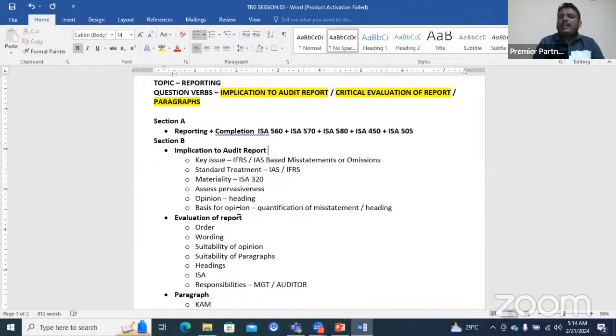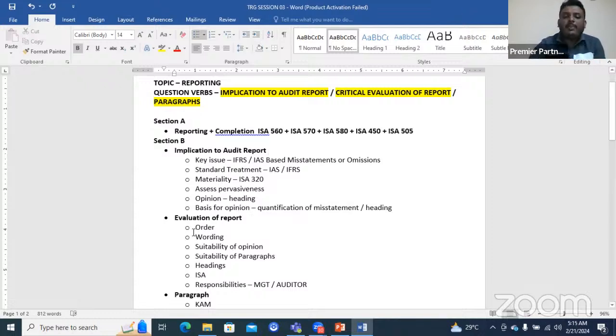That issue is related to the financial statement. Simple, right? Then that particular issue discusses misstatements. If those misstatements are not corrected by management, how is it going to affect the financial statement and audit report? What is the impact to audit report? That is what is called impact to audit report or implication to audit report.